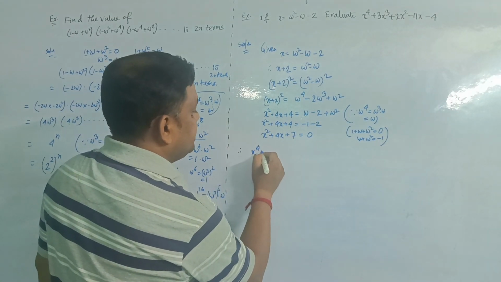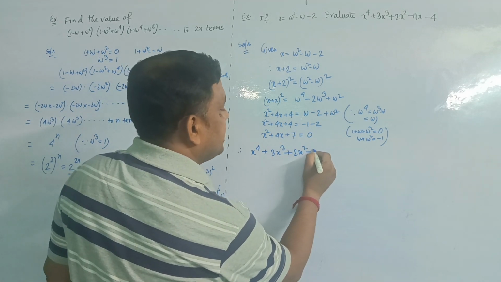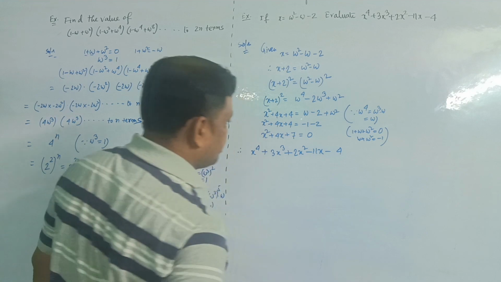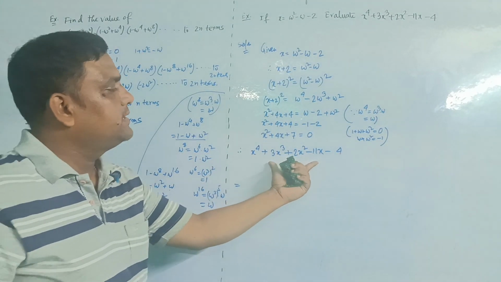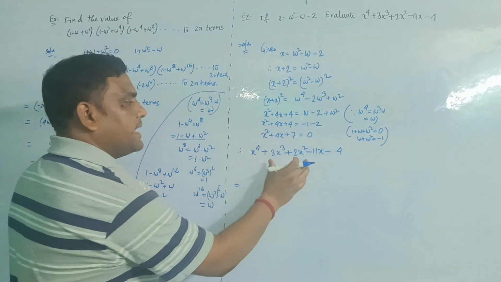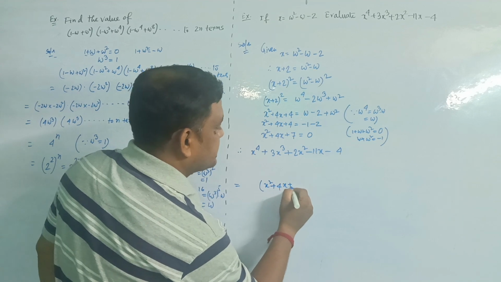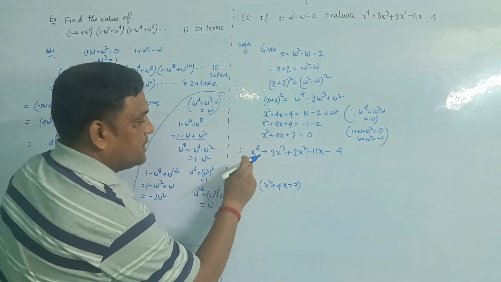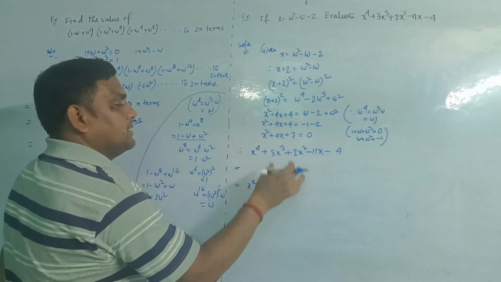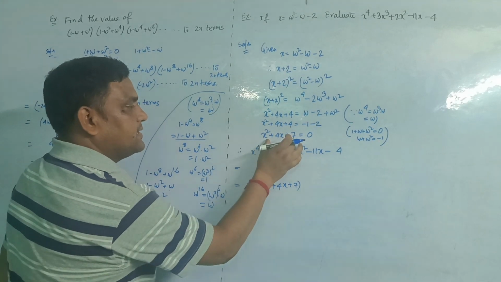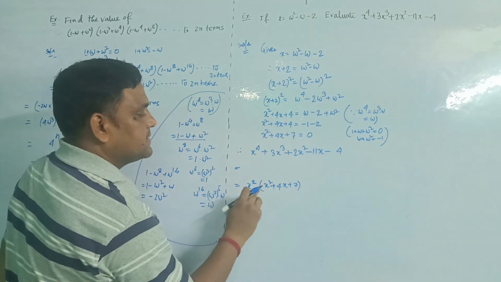Therefore, for x to the power 4 plus 3x cube plus 2x square minus 11x minus 4, how do I write this? I just divide this by this, so this is a factor of this. How to do this? Simply you write x square plus 4x plus 7. The first term here is x to the power 4, so you just write x square. I just balance, or write this equation using this factor. Very simple. First term, x square into x square.